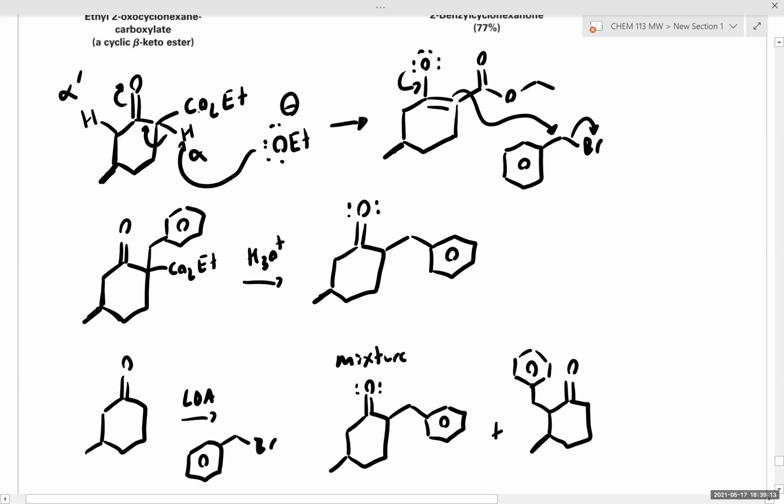Does this make sense? Any questions on this discussion of malonic ester and beta ketoesters in the context of synthesis?